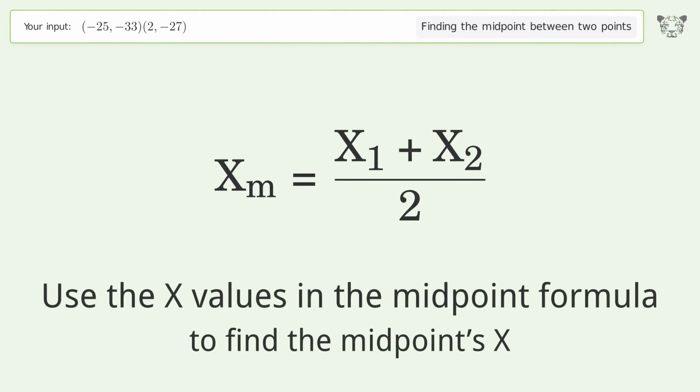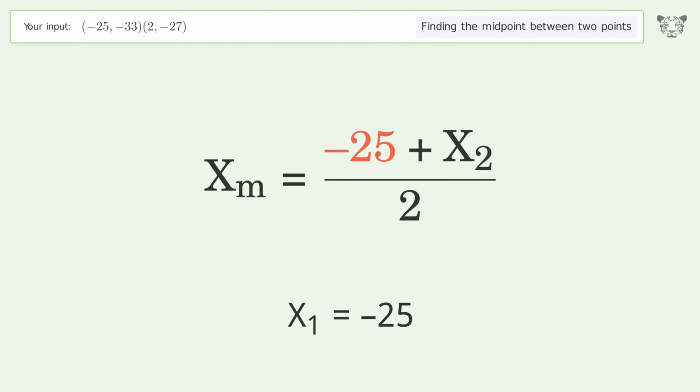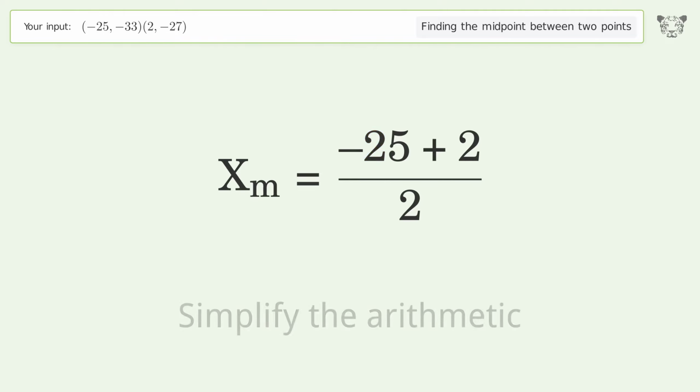Use the x values in the midpoint formula to find the midpoint's x. x1 equals -25. x2 equals 2. Simplify the arithmetic.